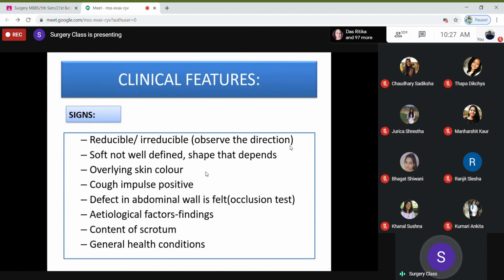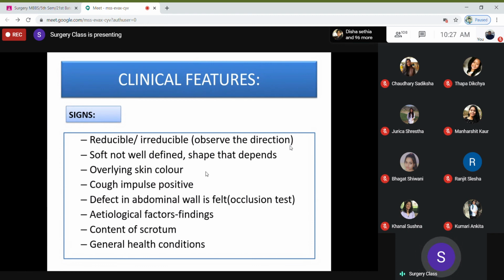Like you can see some changes in the color of the skin over that swelling, because the stretching of that skin might change the color. And when you ask the patient to cough, you can feel the cough impulse over the swelling when you put your hand, and you can see that.